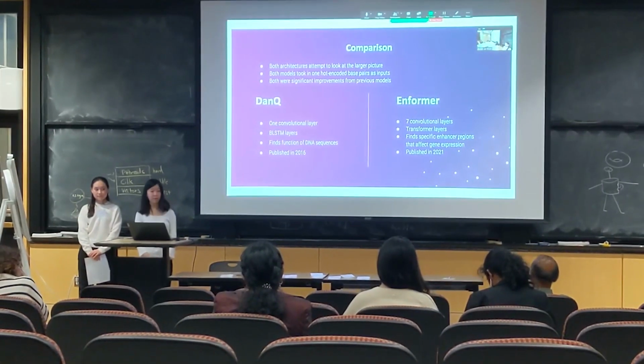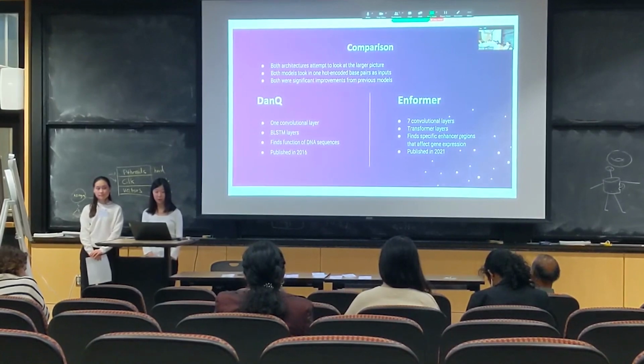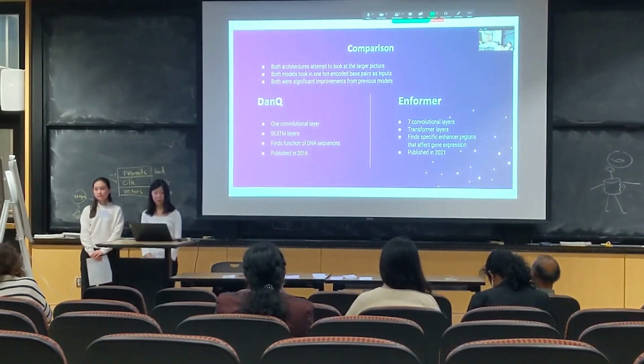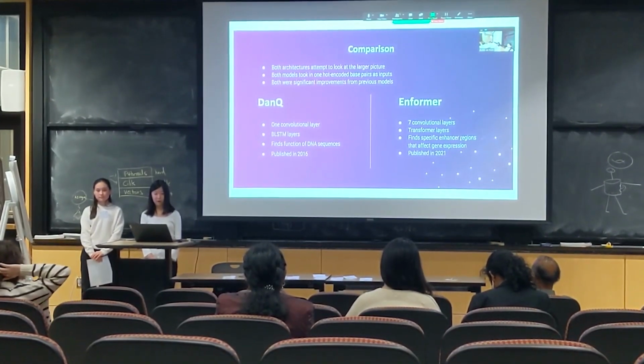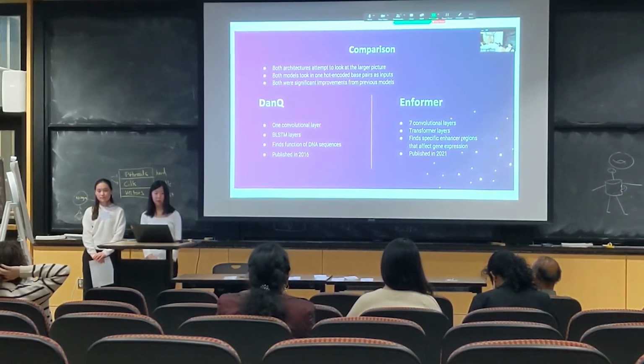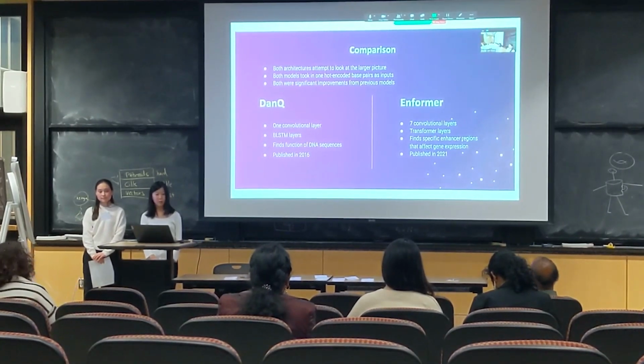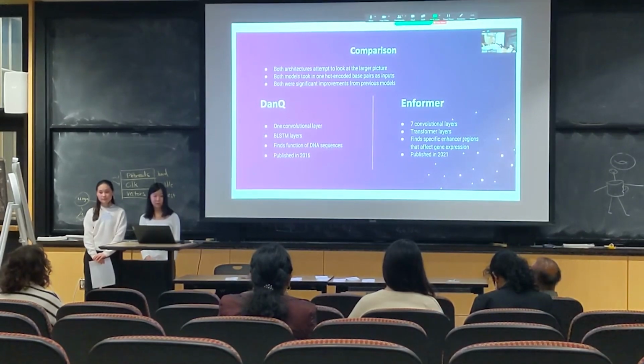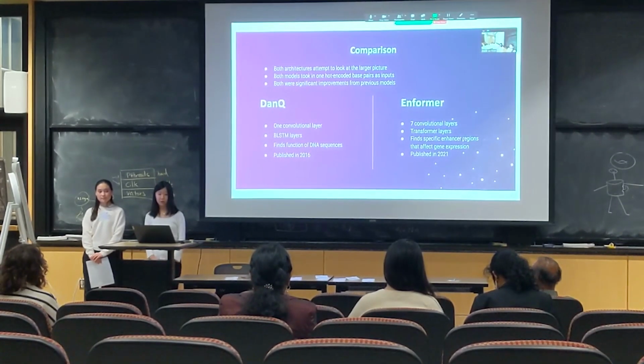On the other hand, the Informer model used 11 transformer layers. These layers assign specific weights for different regions, finding enhancers that significantly affect gene expression. This allows for much more accurate gene expression predictions. The outputs of the two models are also different.